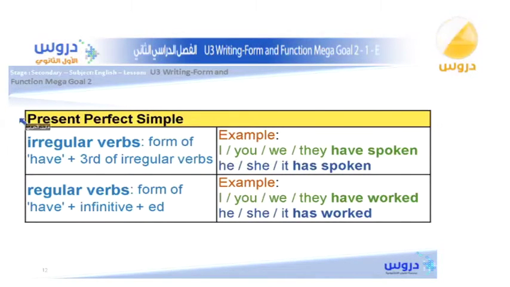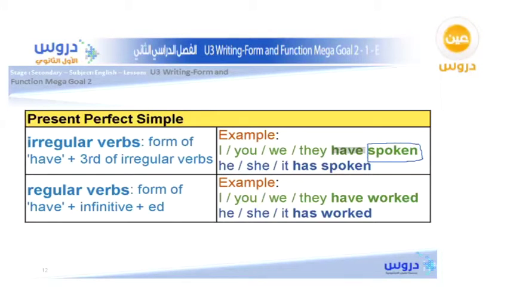Because of those subject pronouns, we use have. Okay, so I or you or we or they have spoken. This spoken here is the third form of the verb, which it must be in the formation of the present perfect simple sentence.